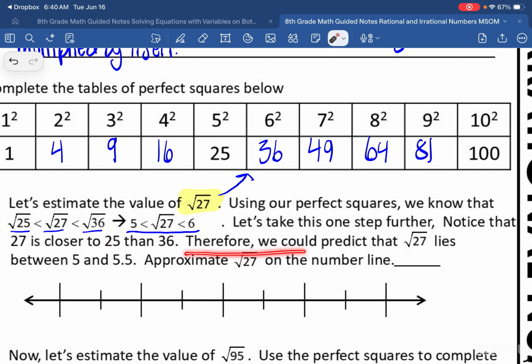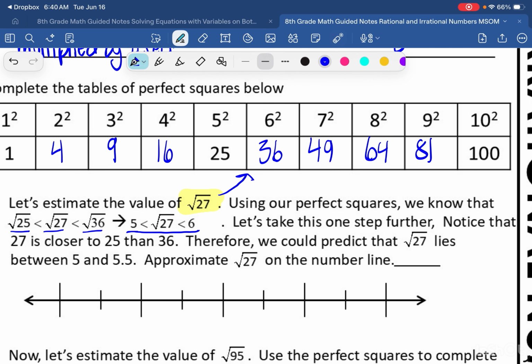Therefore, we could predict that the square root of 27 lies between 5 and 5.5. Okay, so we're going to approximate the square root of 27 on the number line here below. So I know it's between 5 and 6, and I also think it's between 5 and 5.5. We're just going to fill in this number line here. So we have 3, 4, 5, 6, 7, and here's just 5.5.